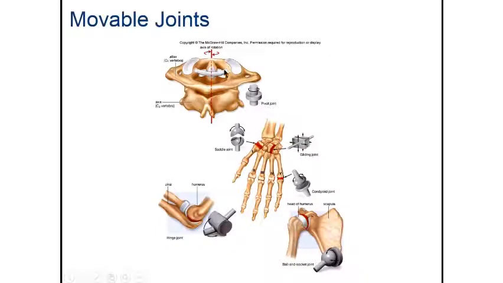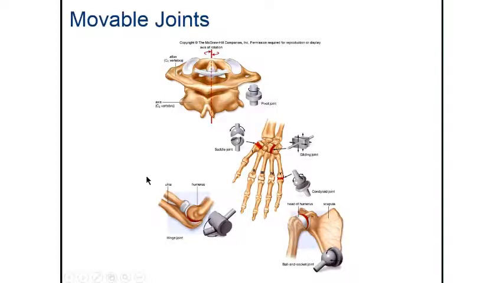This is just a picture to show you the kind of movement produced by each type of joint, right? So for example, C1, C2 here allows you to move sideways, right? And you can see the hinge joint here between the humerus and the radius and the ulna.